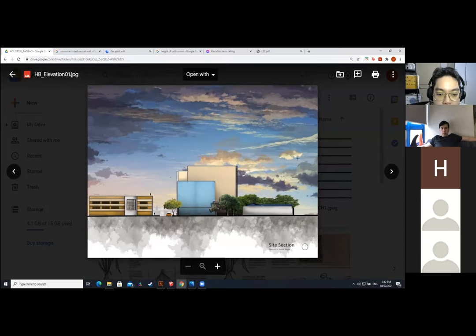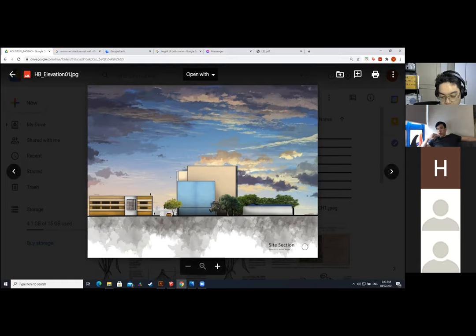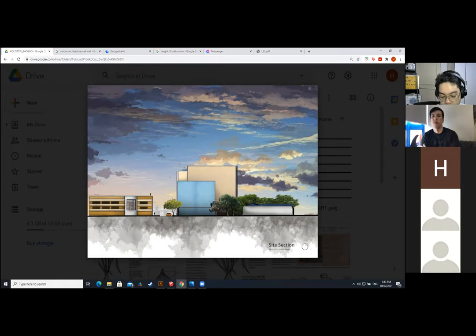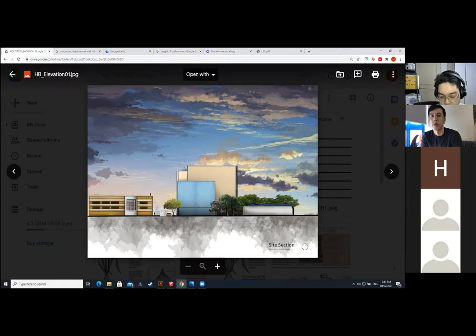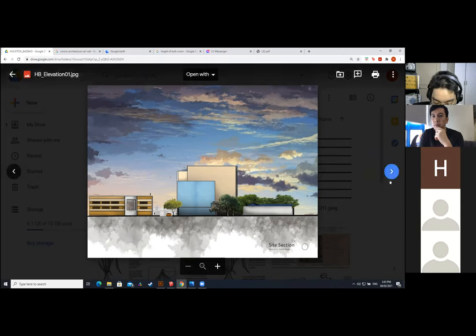Ito yung site section ko. This is my site. It's a parking lot pero owned siya ng Vista Residences, pero matagal na atang hindi nagagamit, so pati cars wala na rin dito. It's just a free space na lang. And the whole site is covered with trees, so sobrang shade niya in terms of kung maaraw, since maraming trees and all.